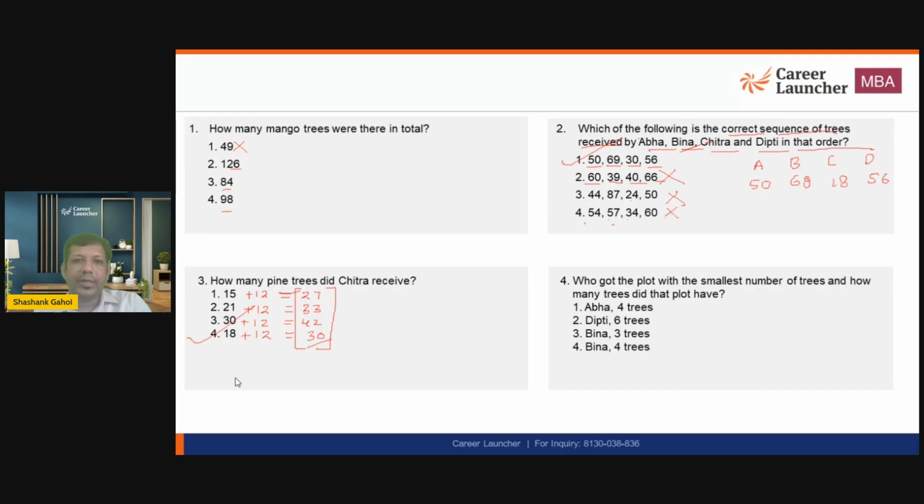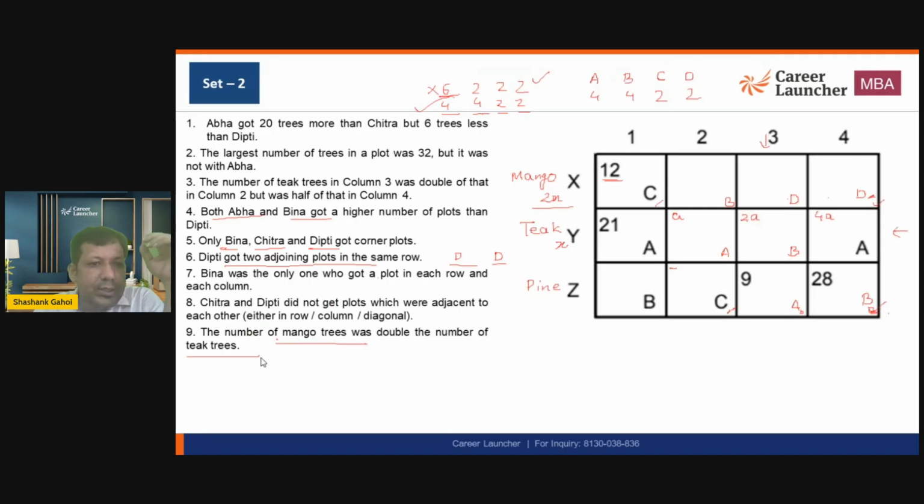Okay, now let's start. What I am going to see now, now that I already figured out Chitra got 18 trees, is that Abha got a total of 50 trees. Now this is 21, this is 30. So A plus 4A comes out to be 5A. So 30 plus 5A is 50, so 5A comes out to be 20. It means this is going to be 4, this is going to be 8, and this is going to be 16.